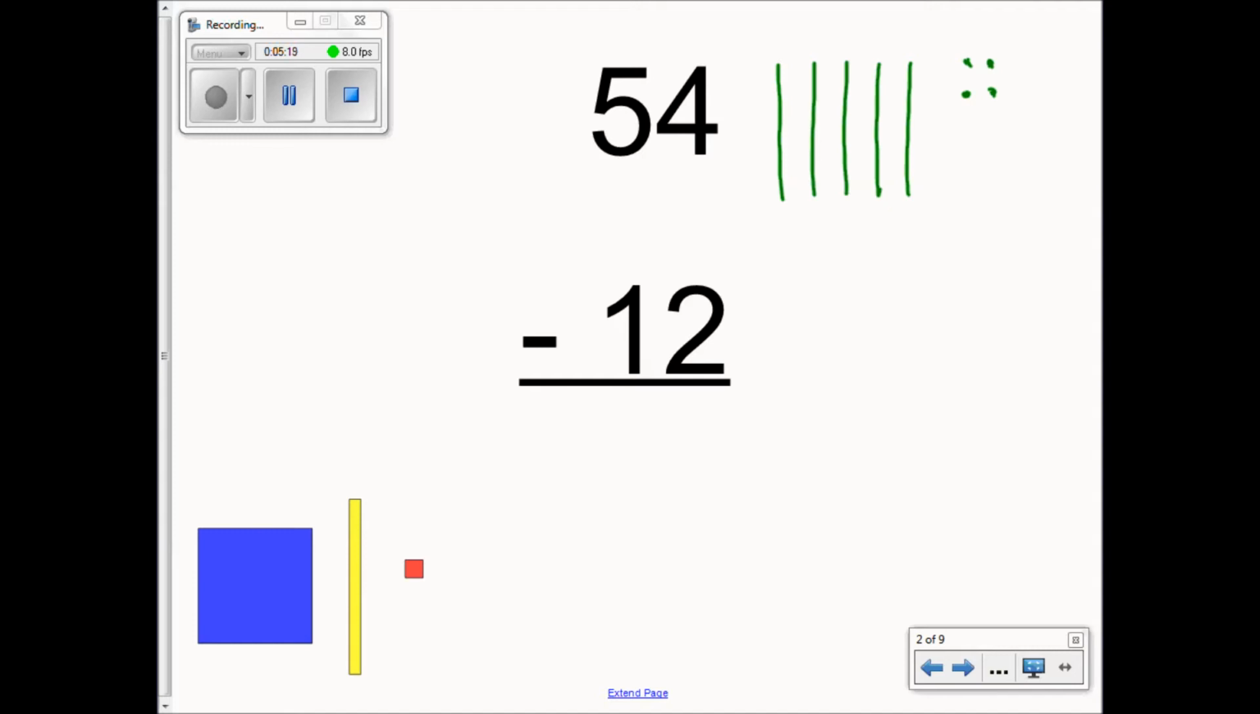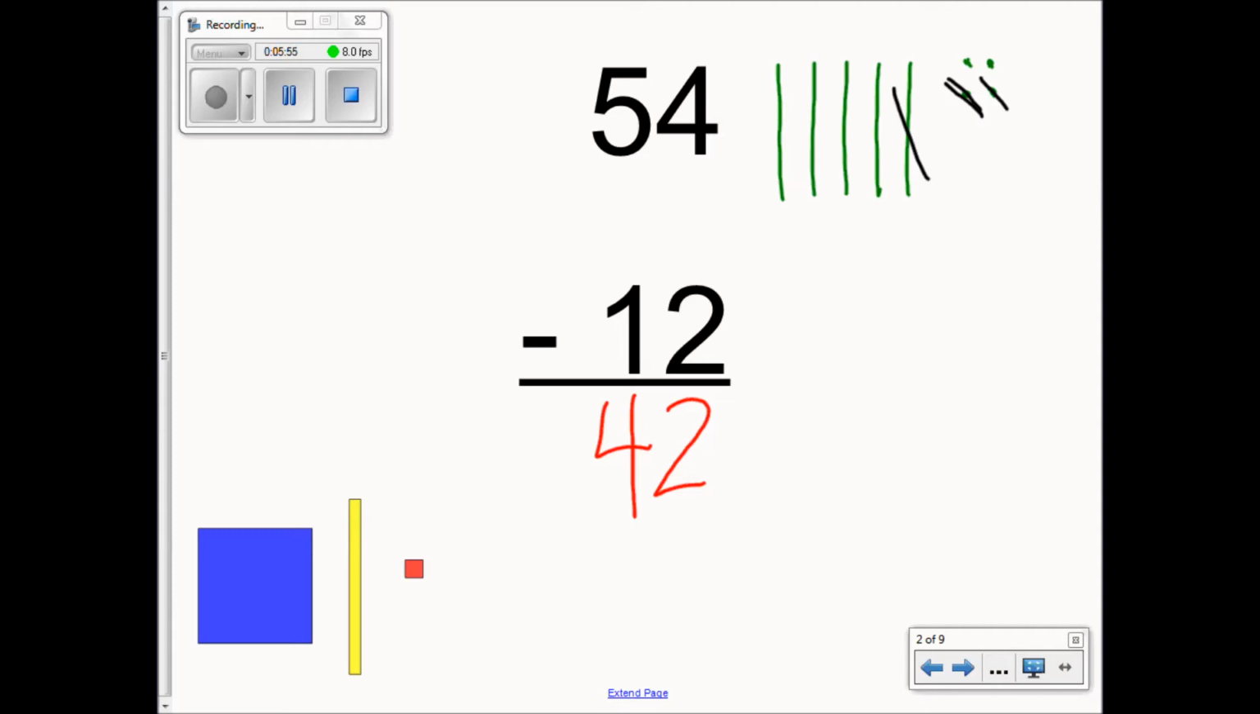I'm going to subtract 2. I simply cross out to show that I'm subtracting 2. When I cross those 2 out, how many ones do I have left? 2. Then I have 5 tens, and it tells me to subtract one of those. I'm simply going to do the same thing, just cross it out with a single line. So when I cross it out, how many tens do I have left? 4. And again, the difference of 54 minus 12 is 42. That easy.